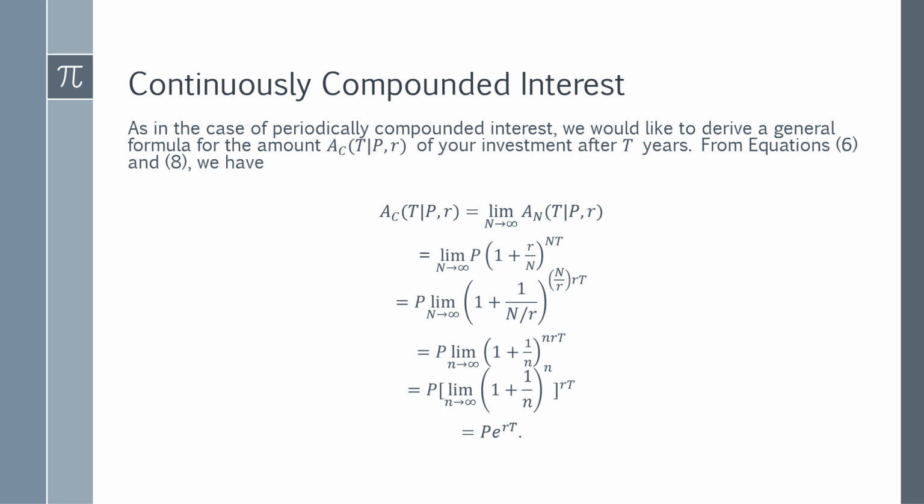So fixing little n for big N, this is P times the limit as n goes to infinity of 1 plus 1 over n to the power n times rt, which is P times the limit of 1 plus 1 over n to the nth, as n goes to infinity, to the power rt, which is P times e to the rt.